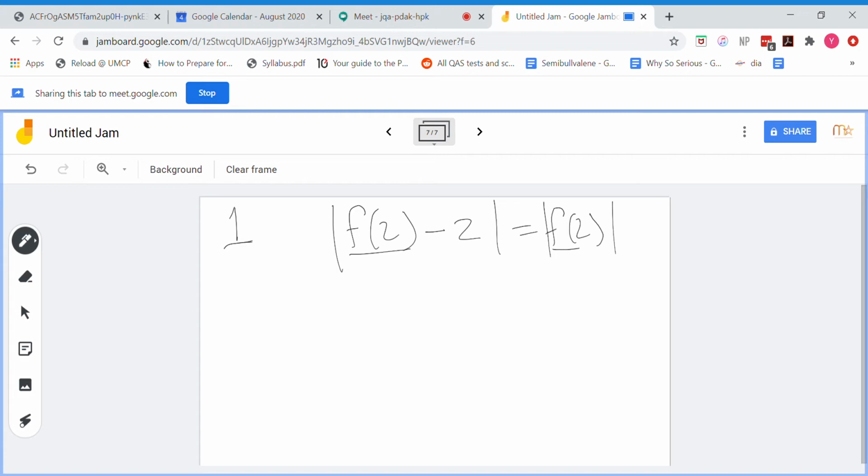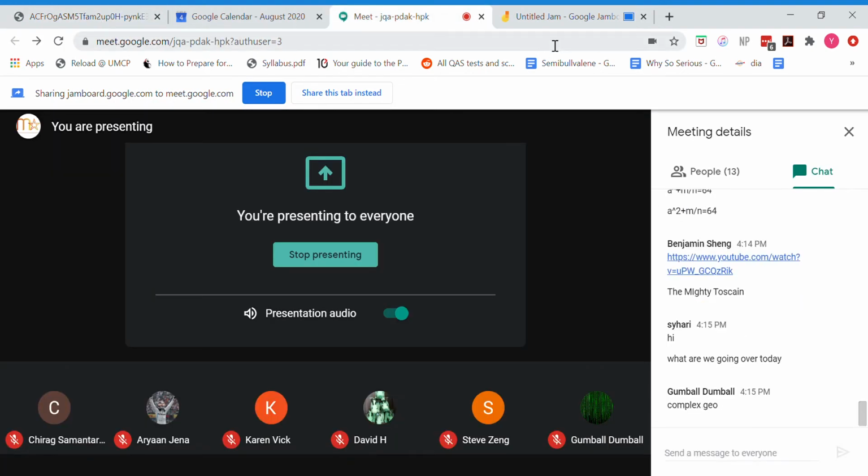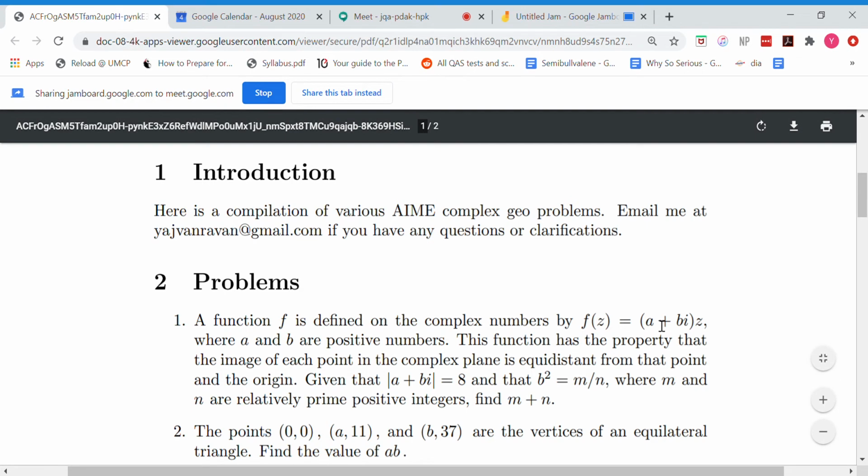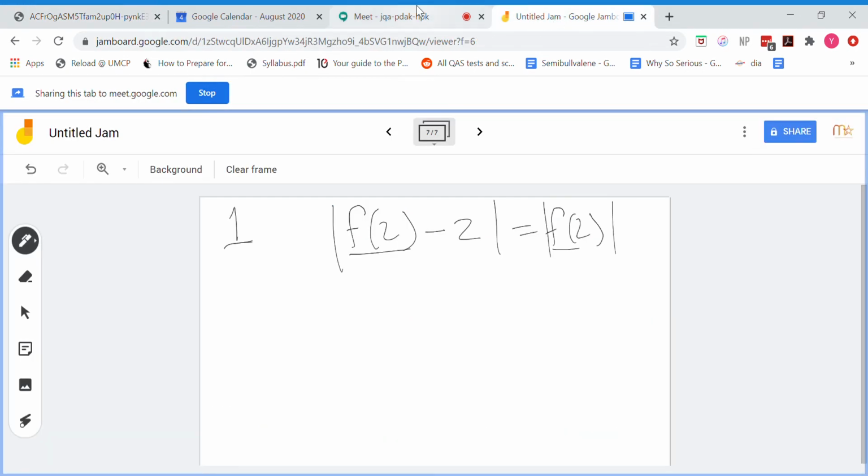So now let's break this down even further. A common technique, the most important technique, is always going to be to write z as either r cis theta or a plus bi. So let's use either of the two. We're already given something that has to do with a plus bi. So let's break it down and substitute for f of z. So magnitude of a plus bi times z minus z equals magnitude of a plus bi times z.